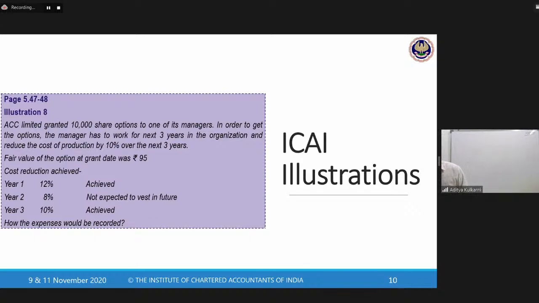Sir, what if the condition is not met in the third year? The option lapses, correct? If conditions are not met at the end of third year, the option will lapse. If it lapses, then will it be transferred to retained earnings? Yes, the SBP reserve balance will be transferred to your retained earnings.